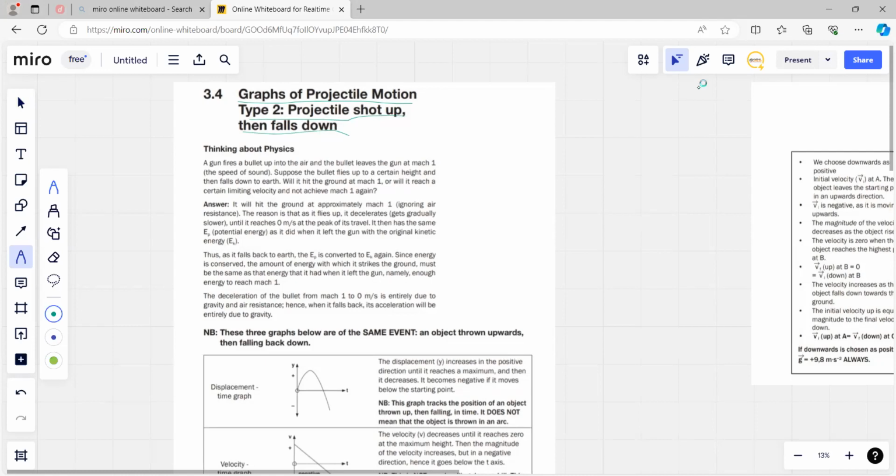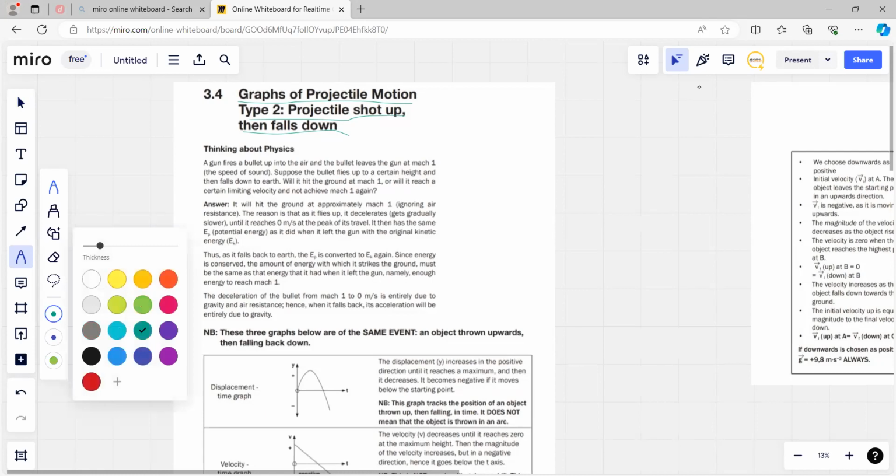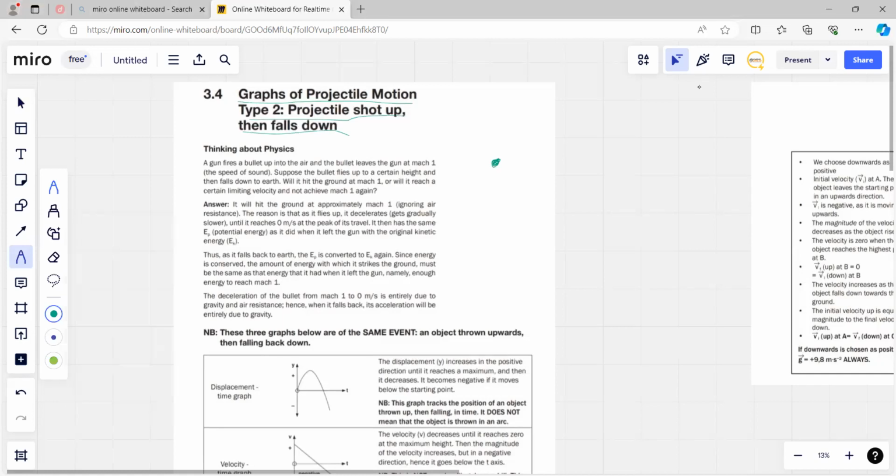So here we'll be talking about the situation whereby a projectile is being shot up, then it has to also fall down. Like for example, you can have an object here being shot upward, then it will fall downward. We don't know whether it will fall at the same level or it will fall below its reference point.